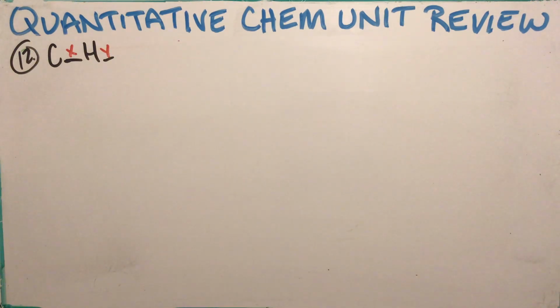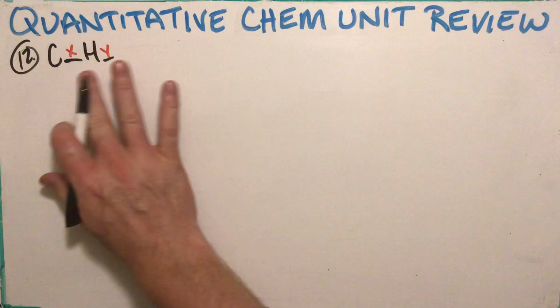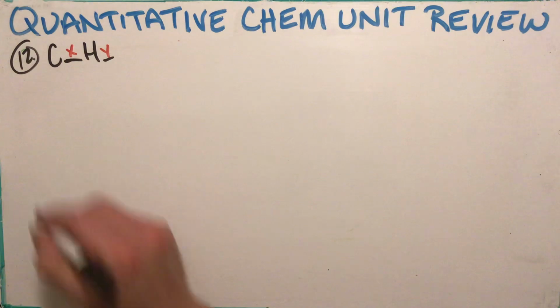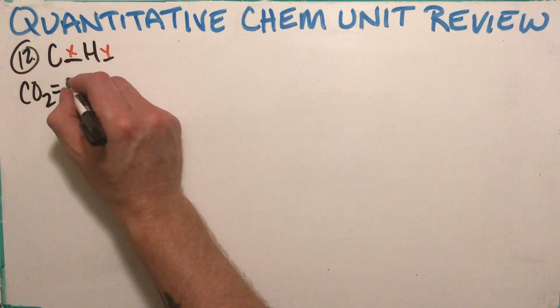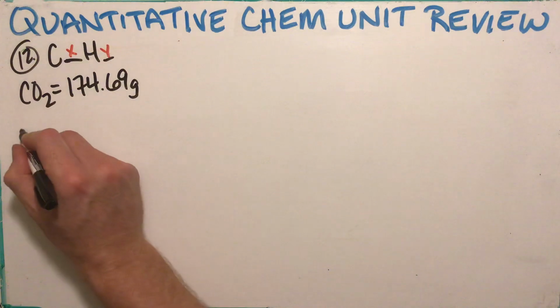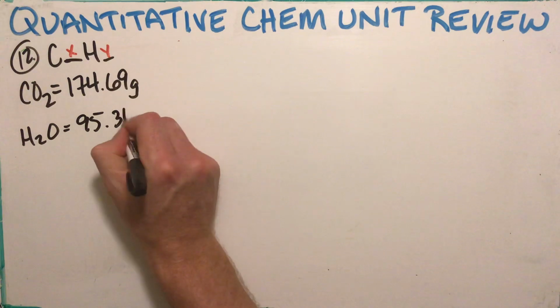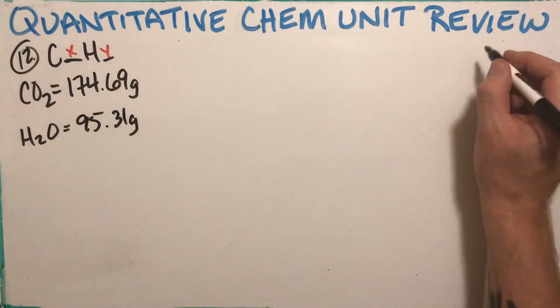I'm not sure what they are. So I put them in there, and it says, this hydrocarbon, the sample, it's unknown. We don't know these two numbers. They run it through a carbon-hydrogen analyzer. And they find out that carbon dioxide, in that chamber, it weighed 174.69 grams. And the water, it was 95.31 grams. All right? And it wants the molecular formula of this. All right, so we look at steps for this one.